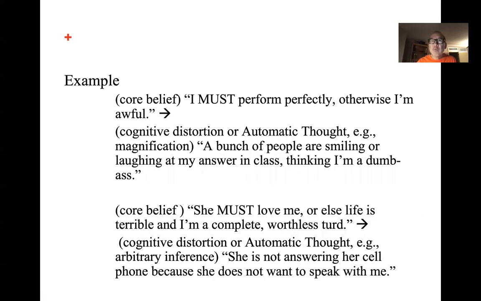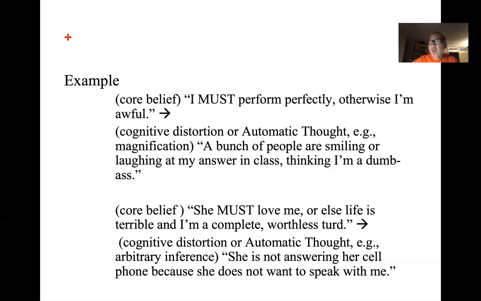Now, what is the difference between the two? It's more of an issue of emphasis. Whereas Beck recognized both absolutistic core beliefs as well as automatic thoughts which may arise from those core beliefs, again, I must perform perfectly, and then the automatic thought, oh, people think I'm dumb because I said something silly in class. Beck would work with both equally, if not placing more of an emphasis on the automatic thoughts.